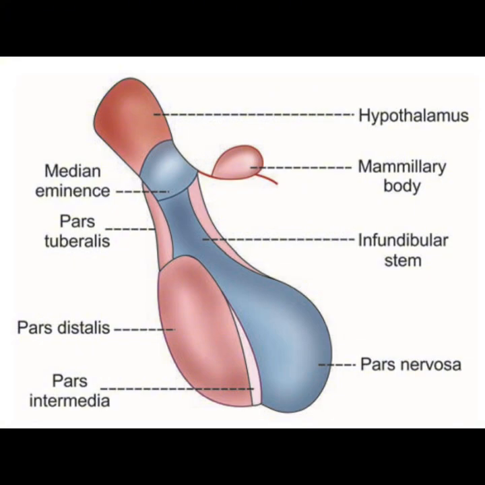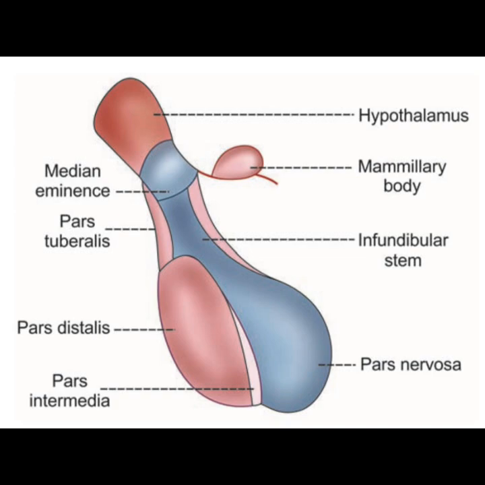What can you see now? In the anterior pituitary gland, you can see the pars distalis, pars intermedia, and pars tuberalis. And the cells are concentrated more on the pars distalis. So here, what can you see? You can see the pars nervosa. You can see it on your screen, the pars nervosa.